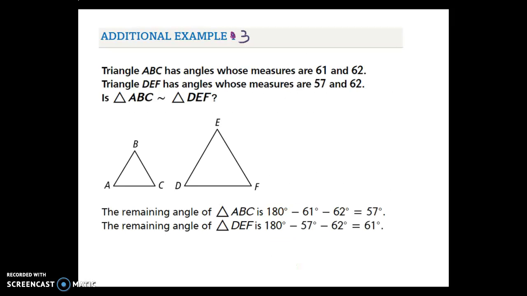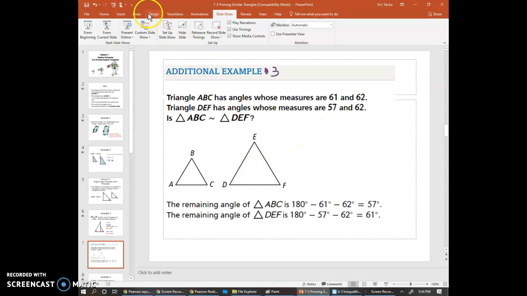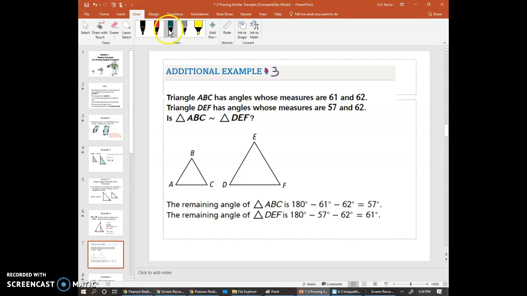Okay, so here's another example. We have triangle ABC, whose measure is 61 degrees. Let me get my draw tool here. We can draw it on here. ABC is equal to 61. So we got 61 and 62. Now we don't really know which one's 61 and 62, but we'll do the best we can with that.